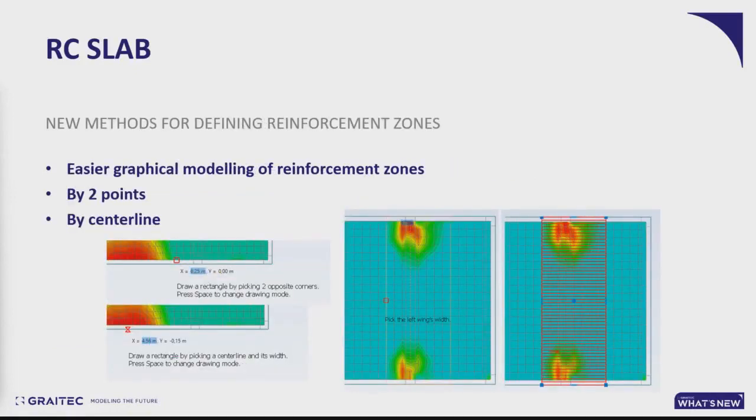But as we know, not only automatic methods are available for slabs. Sometimes it's better to define reinforcement zones manually. Until now, zones were defined by entering a closed polyline, point by point. Now we have also 2 additional methods, defining a rectangular zone by 2 points and a rectangular zone by the center line and offsets. Such new methods are much faster and easier to use, so defining zones graphically is now much easier.